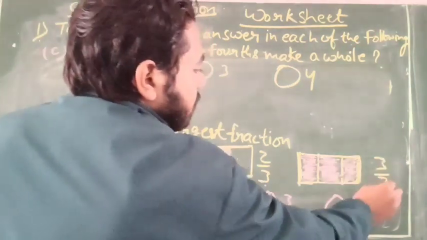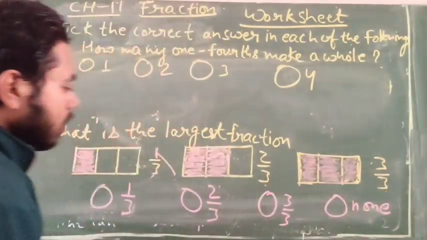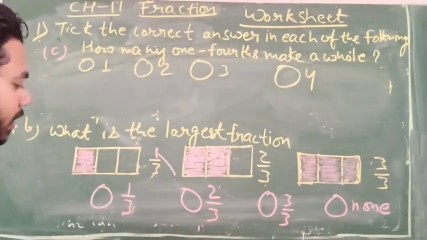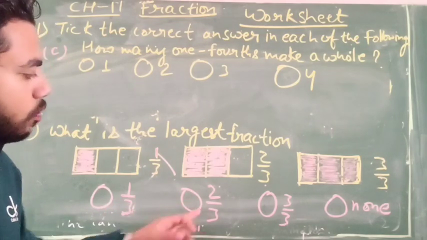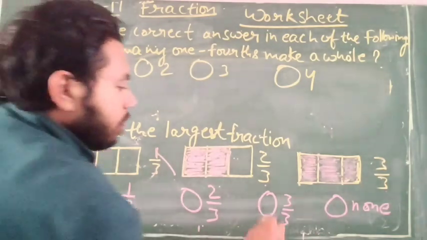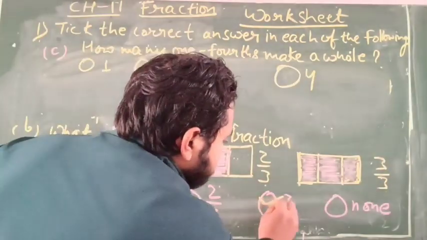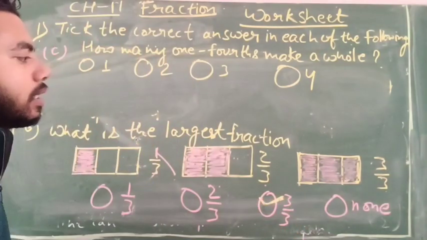Here 3 by 3 means you get the whole part. So in these options, which will be correct? 1 by 3, 2 by 3, 3 by 3, or none. So 3 by 3 will be the correct option. Okay, here we will tick that correct option, you have to tick 3 by 3.